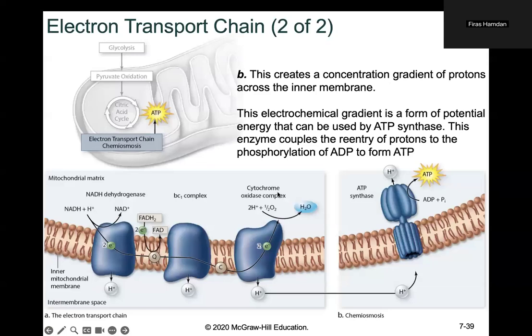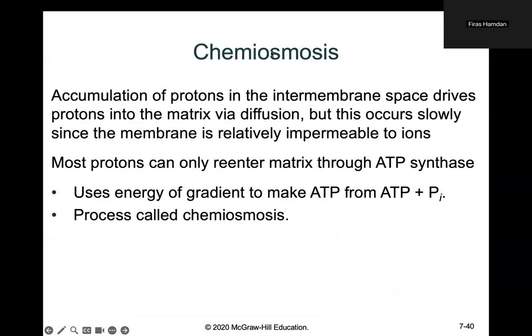So this whole thing of getting hydrogens, you're creating, as I said, a very big, high concentration gradient of hydrogen protons in your intermembrane space. The passive movement of hydrogen ions back into the mitochondrial matrix is called chemiosmosis. It's literally the accumulation of protons in the intermembrane space, which drives protons into the matrix via diffusion.